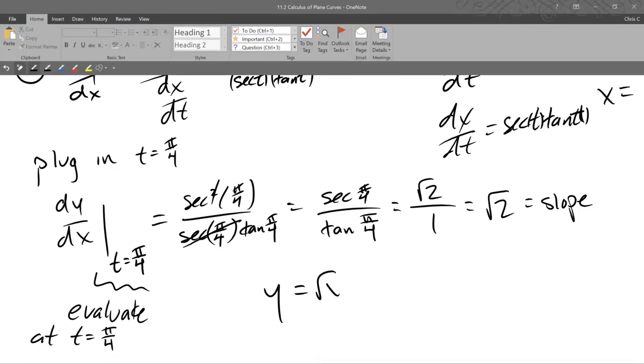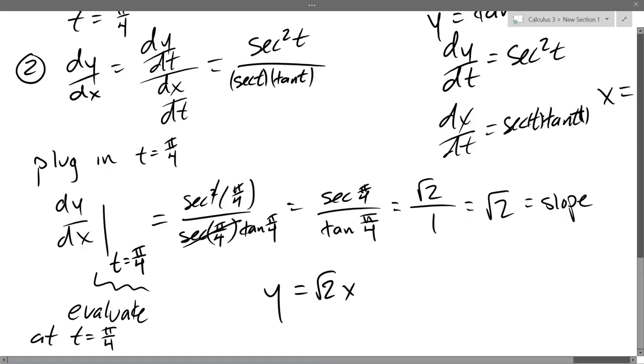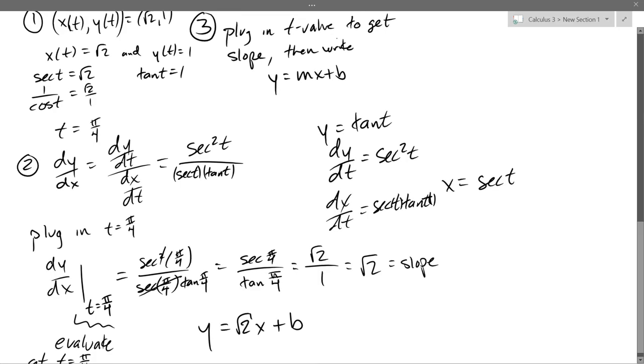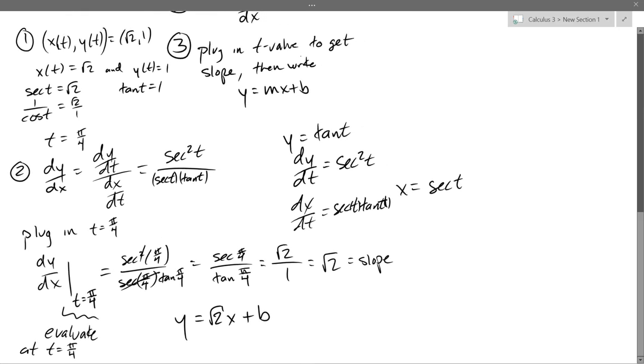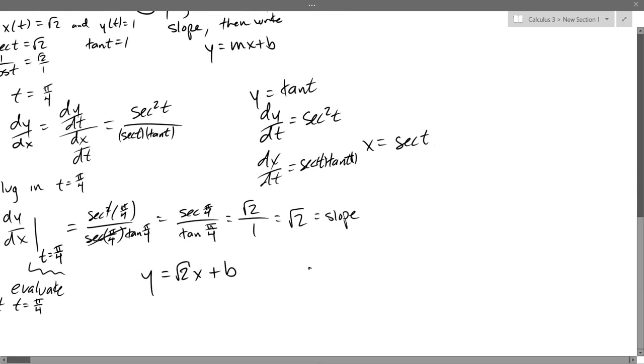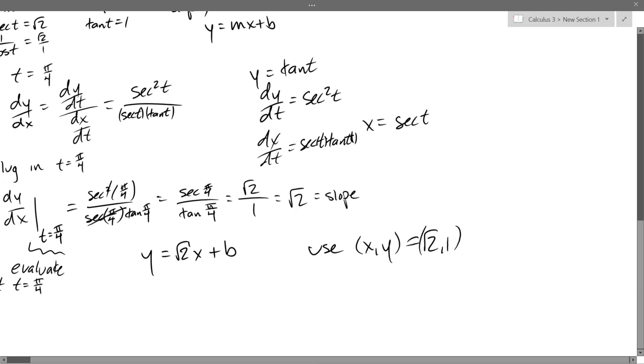So y equals square root 2, x is outside the square root 2. It is not square root of 2x plus b. All right, so figure out what we need for b. How do you figure out what b should be equal to? What do we need to use? So we need an x and y value. So what is our x, y value? It is not pi over 4. Square root 2 comma 1. So that is our original x, y value. We use that to get t, but that's our x, y value on the graph. So our particular x, y is square root 2 comma 1. So go ahead and figure out what b should equal. As you're doing that, I will graph this.